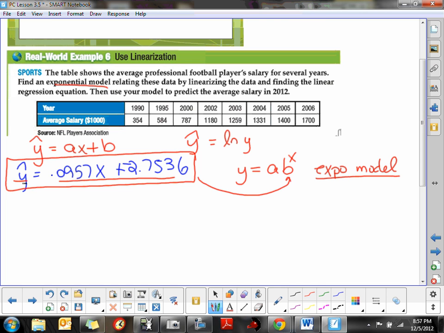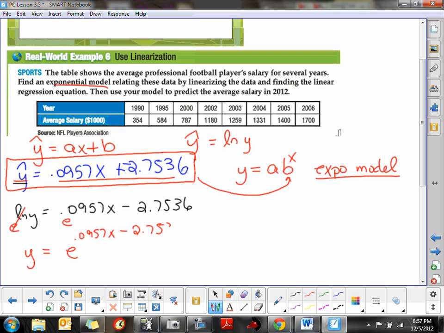So how do we do it? Well, what did y hat represent? That was the natural log of y. So I replace it with natural log of y. These values remain the same. Now I'll just put in the minus 2.7536. We want to solve this for y. So to solve for y, we exponentiate both sides to a base e. That'll reduce, so y equals e raised to the power of 0.0957x minus 2.7536. Now, here's the thing.